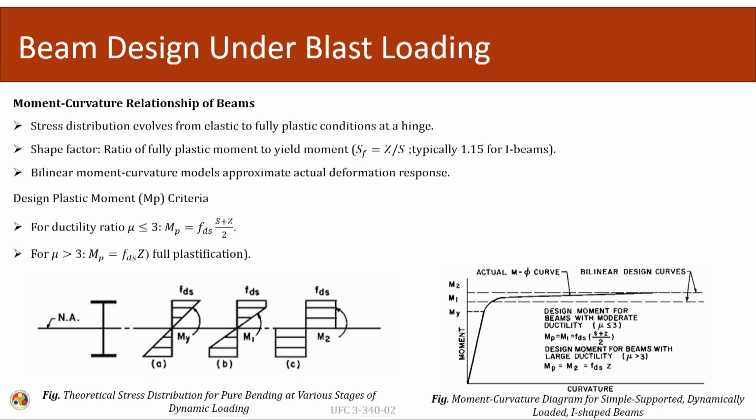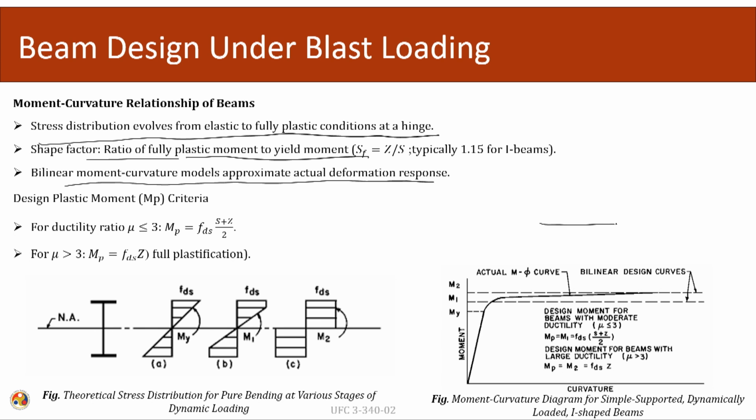Moment curvature relationship simply determines the evolution of the stress distribution from elastic to fully plastic condition at the formation of hinge. Shape factor ratio: this is the ratio of the fully plastic moment to yield moment. And there are bilinear moment curvature models that approximate the actual deformation response. So, we will try to look into what is moment curvature relationship.